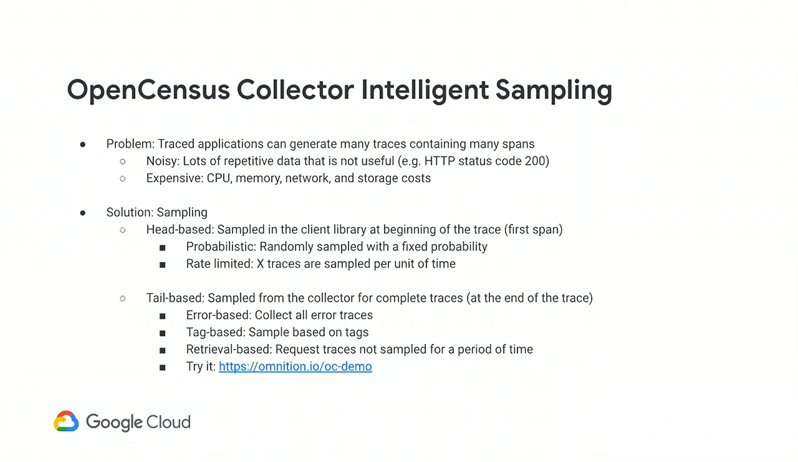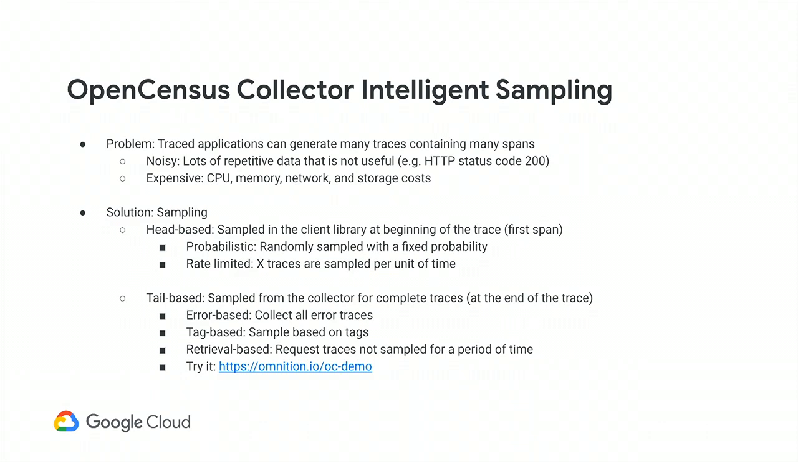The problem with head-based sampling is that you don't actually know what's going to happen downstream. You're making the decision at the entry point. So for example, maybe the root span is fine, but there was an error down the stack. You won't know if you didn't actually sample that trace. Tail-based sampling takes the opposite approach. It basically says, let me collect the entire trace and then make a sampling decision.